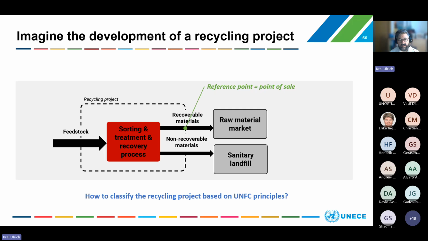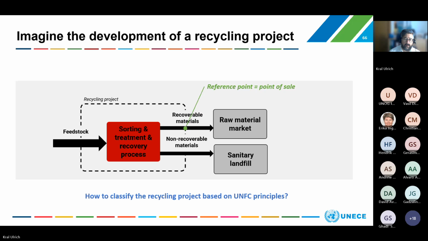Then there are several sorting, treatment, and recovery processes before the recoverable material is sent to the raw material market. So on the left-hand side, you have the feedstock. You might address maybe only one process, maybe just one treatment process or one recovery process in the whole value chain, and then you produce a product that is sent to the raw material market, and this is the point of sale. So what is colored in here is the reference point. This is the point of sale. This is the point in your system where you hand the material over to the next treatment operator or to the raw material market.